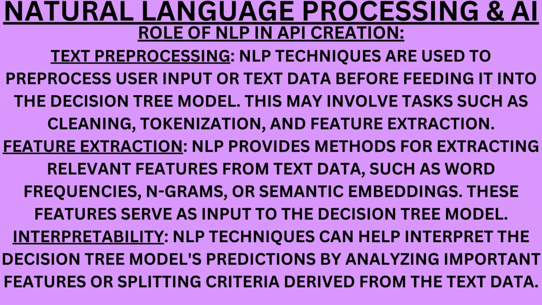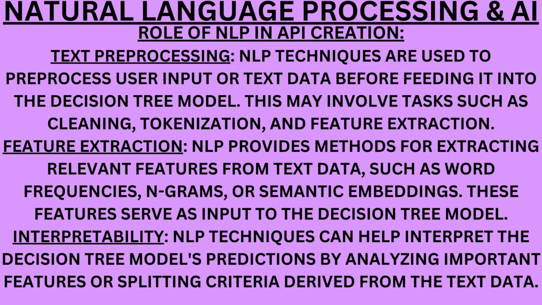Role of natural language processing in API creation. Text pre-processing. Natural language processing techniques are used to pre-process user input or text data before feeding it into the decision tree model. This may involve tasks such as cleaning, tokenization, and feature extraction.